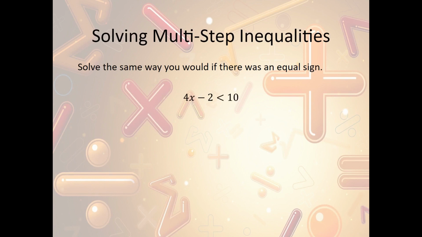We're going to do the same thing here. So we'll start by adding 2 to both sides. And we get 4x is less than 10 plus 2 is 12. Then we get rid of this 4.